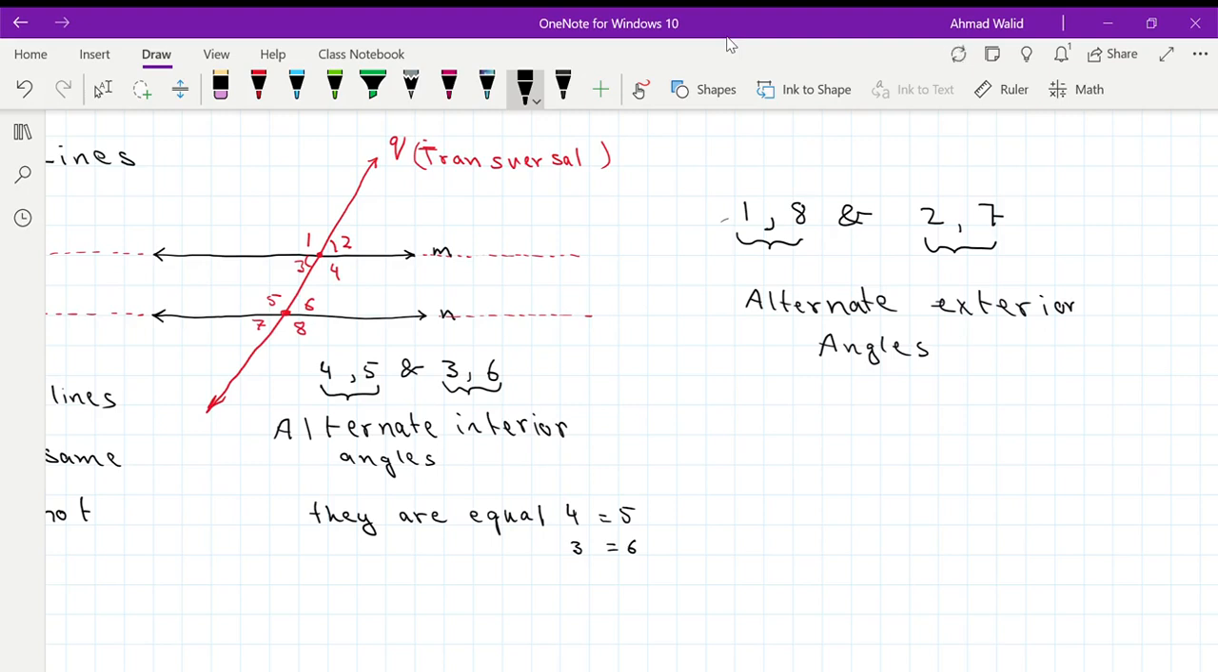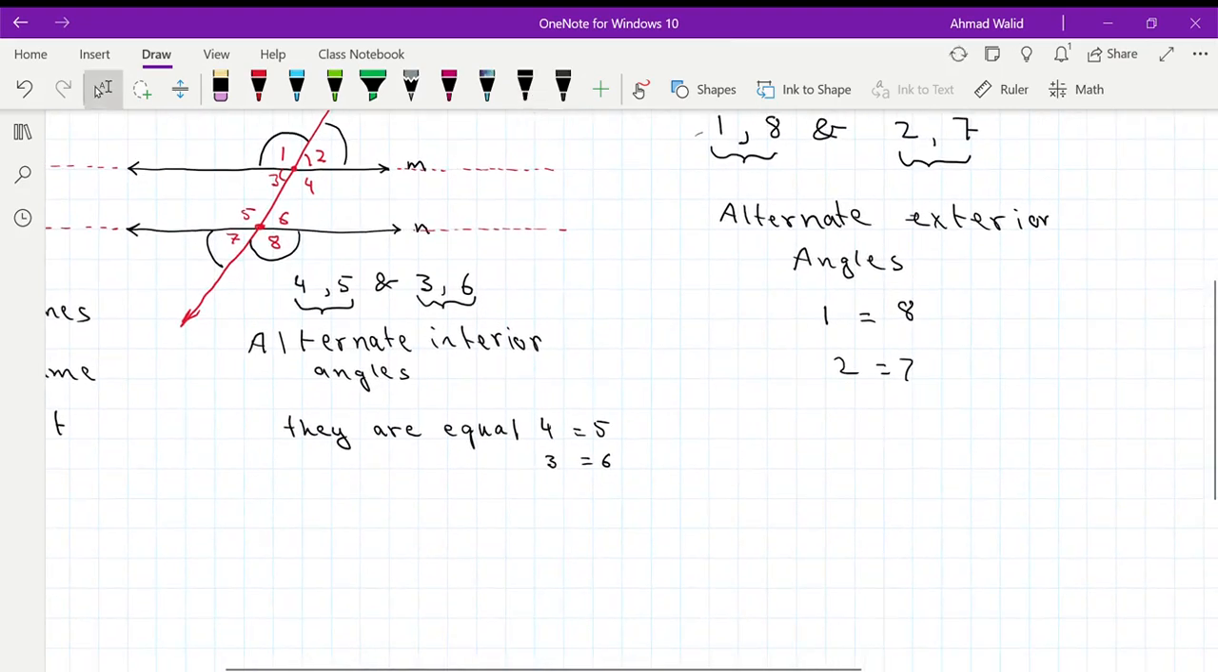What is the relation or what is the rule? Alternate exterior angles, their measures are equal. It means 1 is equal to 8 and 2 is equal to 7. This angle, 1 is equal to 8 and 2 is equal to what? Equal to 7. Some more rules. They're really interesting, you see, because you have here 8 angles. There are some more rules.